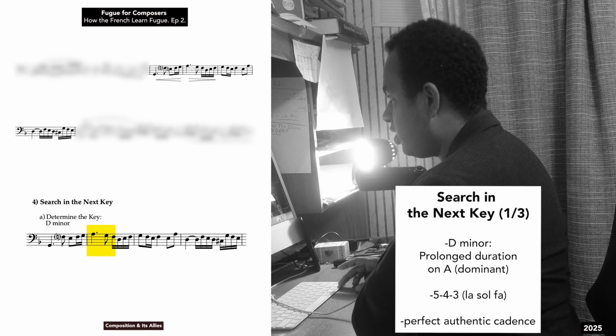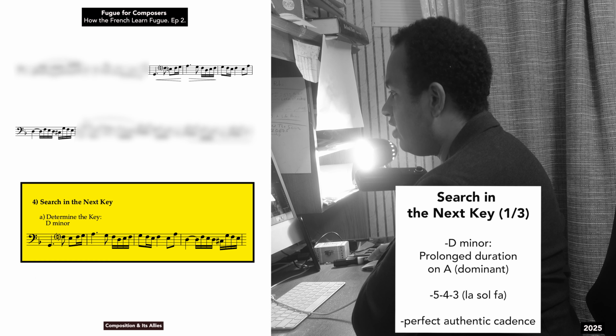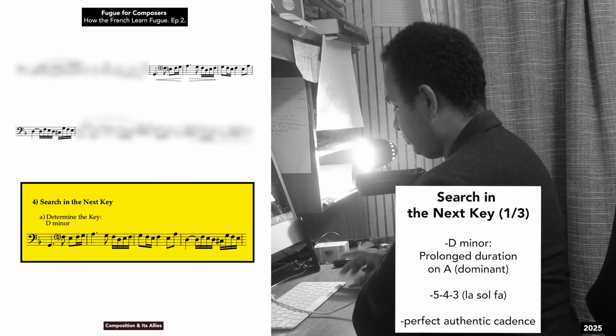And we also see a perfect authentic cadence at the end. We have E, A, D, so 2, 5, 1. I think it's very safe to say that we're in D minor. So we test, and of course we have transposed it to D minor.